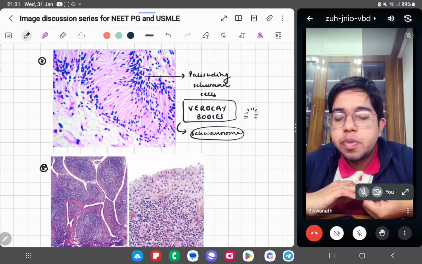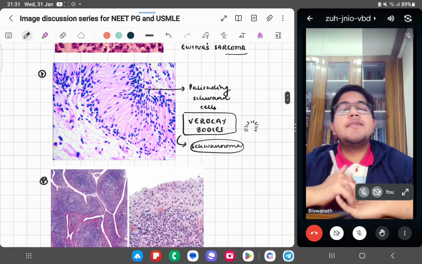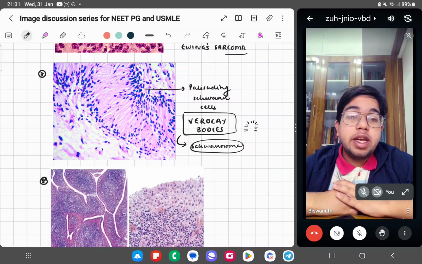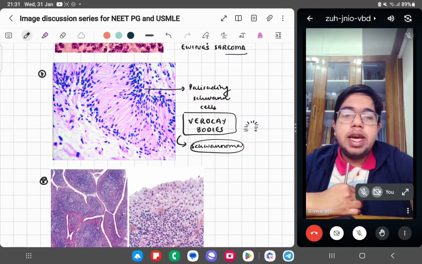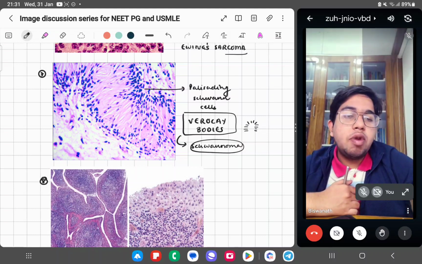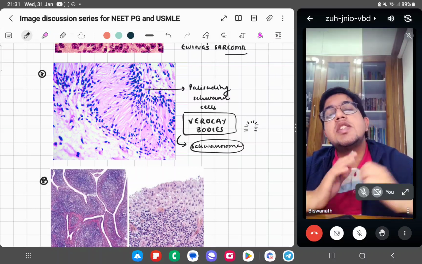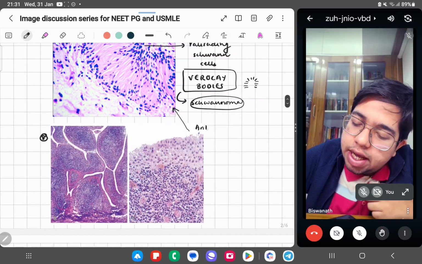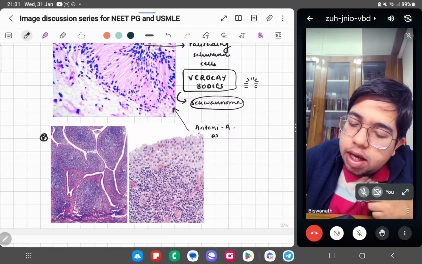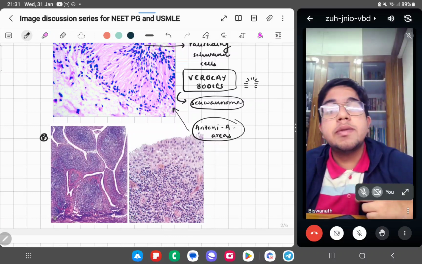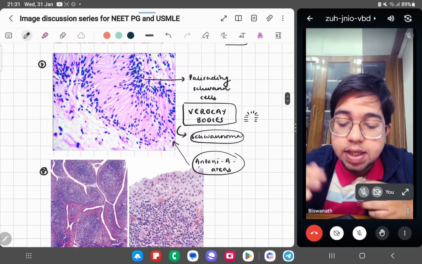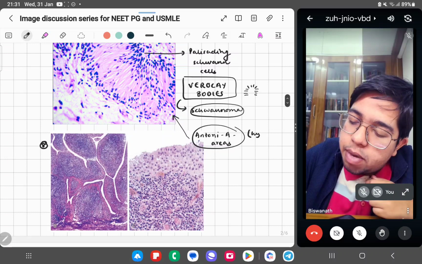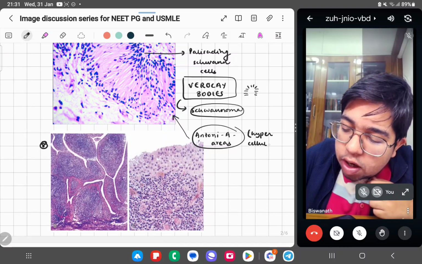Schwannoma. Okay. And in the microscopy of schwannoma, we have something called Antoni A areas. You must have read. Okay. Antoni A areas, Antoni B areas. Antoni A areas are your areas of hypercellularity, and Antoni B areas are your areas of hypocellularity. Okay, and these Verocay bodies come under your Antoni A areas. It's an area of hypercellularity. You can see the cells are closely arranged, so it's an area of hypercellularity.